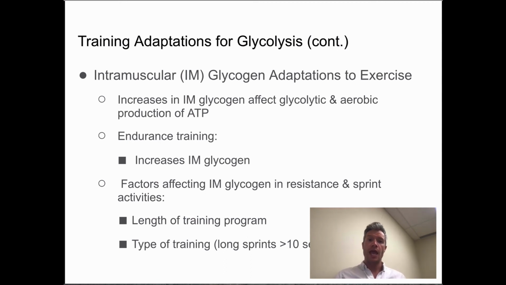Now, you can get improvements to glycolysis and glycogen storage in the muscle through anaerobic activity. So, for example, resistance training, sprint work, that sort of thing. But it heavily depends on the length of the training program as well as the type of training. So you really need, say, longer sprints of, let's say, repeated bouts of 2-minute running intervals versus, say, vertical jump repeats for 10 seconds. Okay, so that makes a big difference.